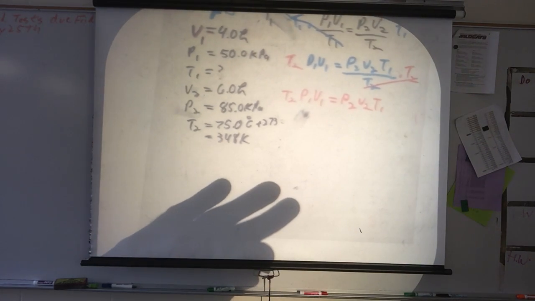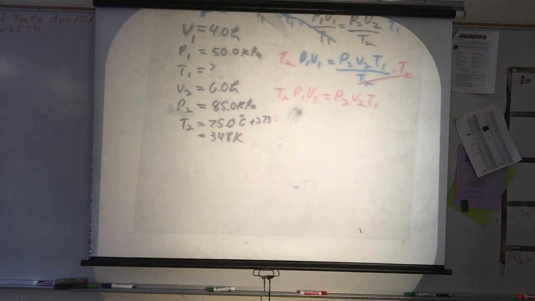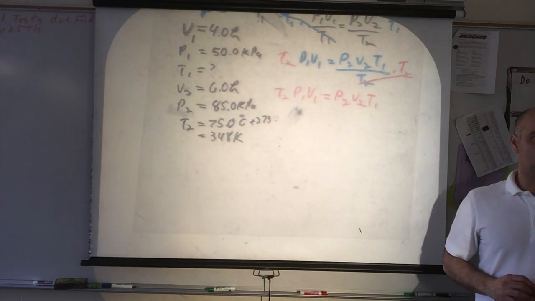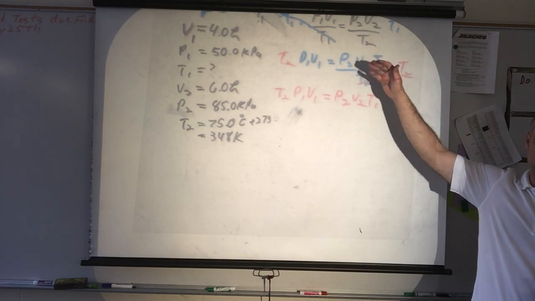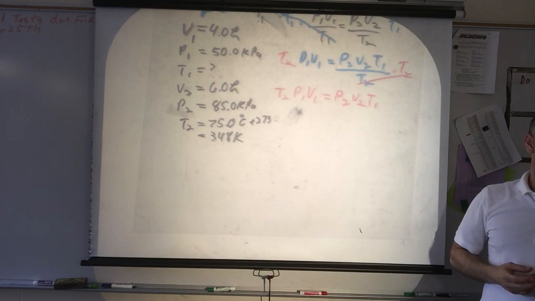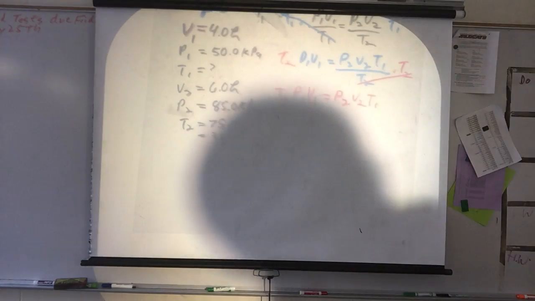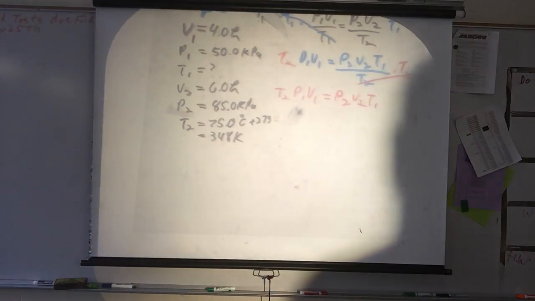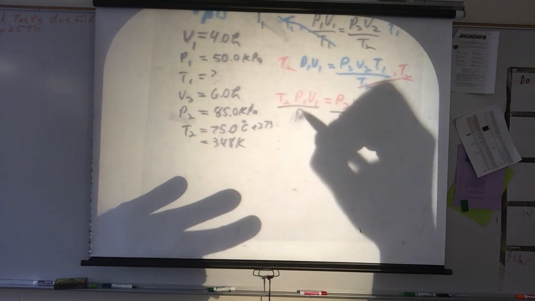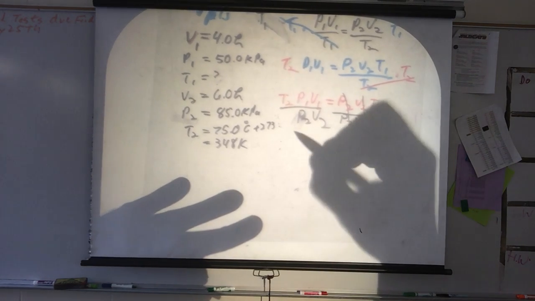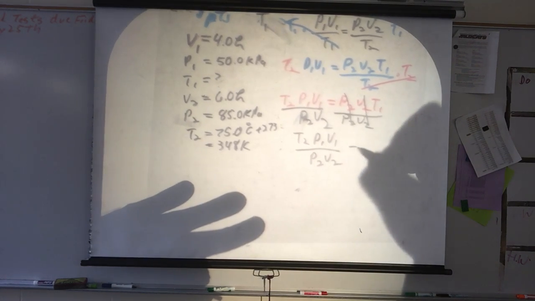Wouldn't it just be easier if you just plugged the numbers in and then cross multiplied? Well, you need to know how to do algebra. The way you typically do problems in science is you start with the generalized equation, do the algebra, then plug it in. You will actually make fewer mistakes if you get used to doing that. Last step, divide by P2 V2. And now we have T2 P1 V1 over P2 V2 is equal to T1.